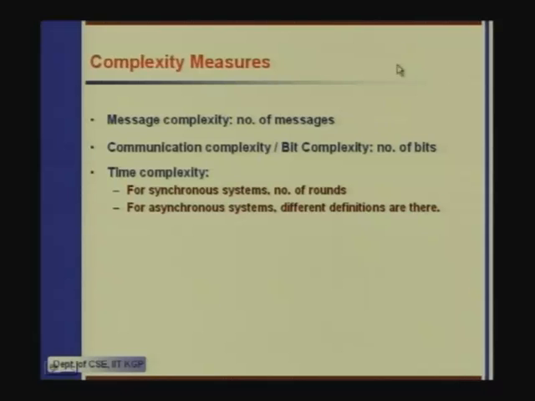Communication complexity. This talks about not the number of messages, but the actual number of bits, because the messages can be of variable size. So you may actually want to measure the complexity in the number of bits that are communicated. Then we have time complexity. For synchronous systems, the time complexity is measured in the number of rounds of message exchanges. And for asynchronous systems, there are many different definitions which we will see from time to time.